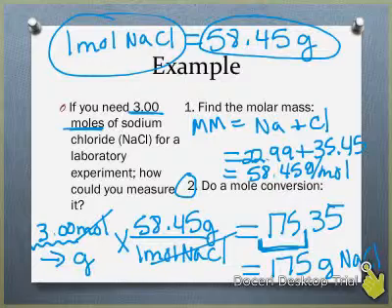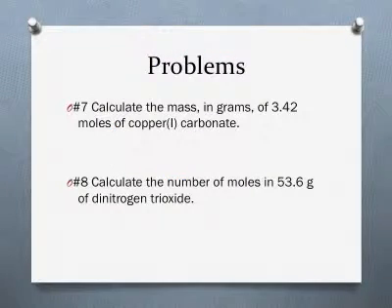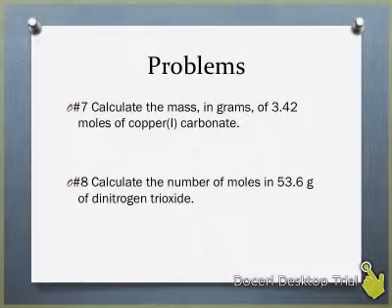All right, so let's try to do one all from start to finish without any help. Okay, so this is number 7, and again, these will be on your homework quiz, right? You'll have 12, and then you'll have a few more next week that'll be on your homework quiz. All right, so number 7 says, calculate the mass in grams of 3.42 moles of copper 1 carbonate.